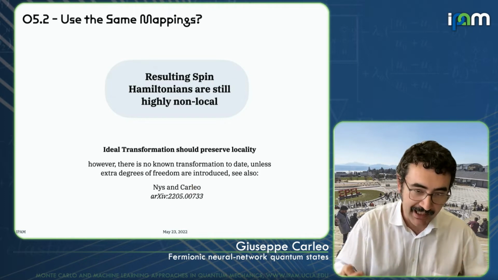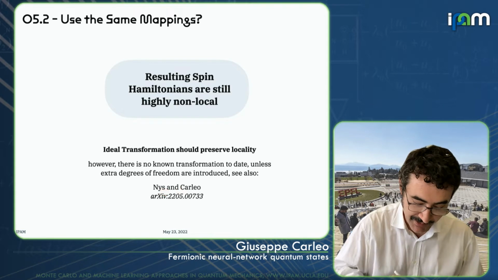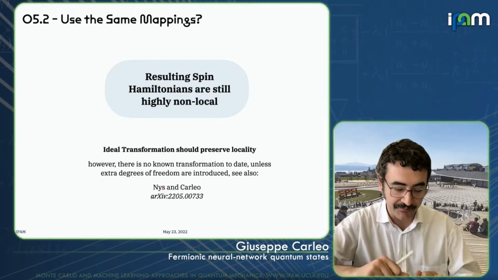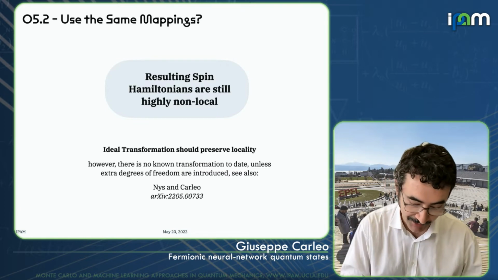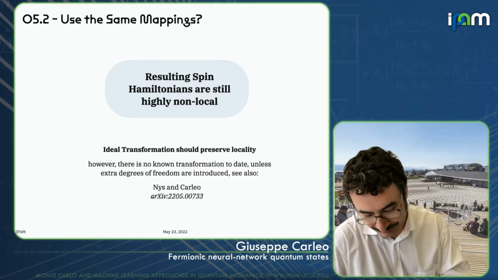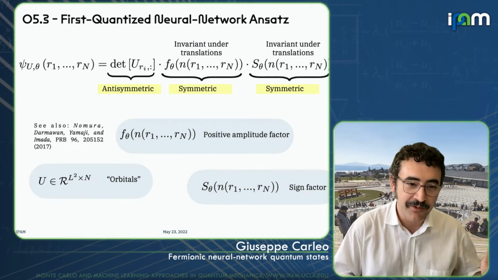However, there are extra complications, as we've found out recently also in this variational study with Jan de Snis, and it's not easy to satisfy the gauge conditions that are introduced by these extra degrees of freedom. So if you want, you can have a look at this paper here. So how can we get around this limitation? Well, we go back to first quantization.